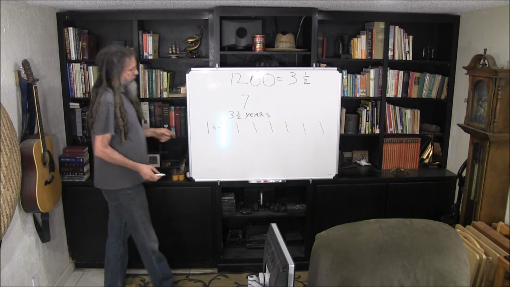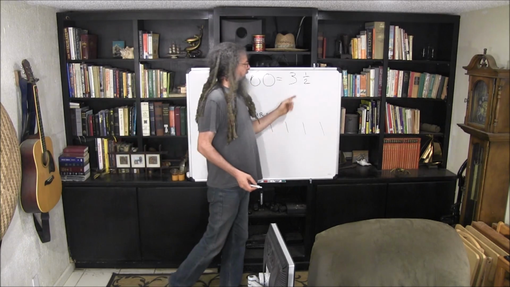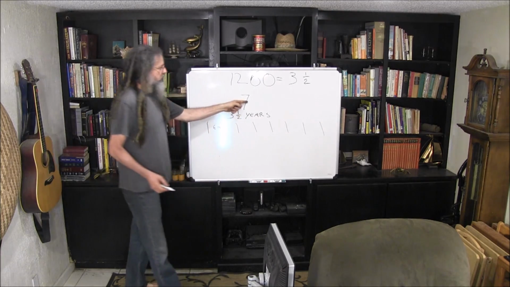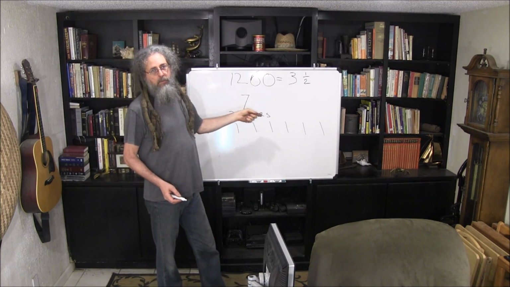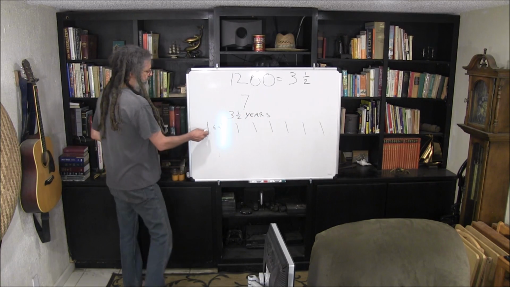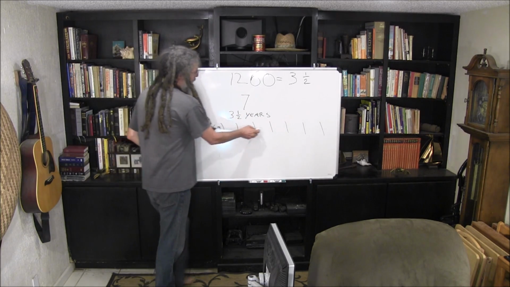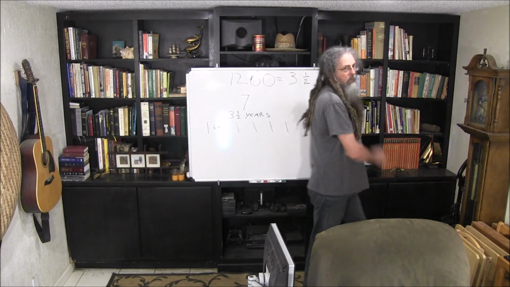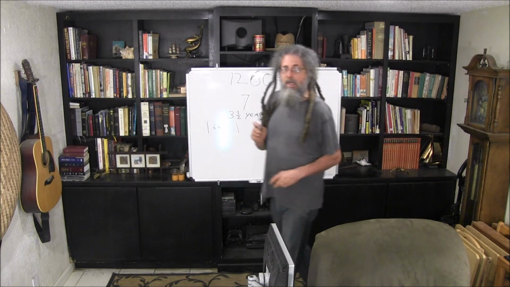So if we got 1,260 days, 3.5 years, we get 7 trumpet blasts, 7 bowls of God's wrath, the removing of 7 seals, then if we count these up, what are we going to get? It's 8. So why is it 8?